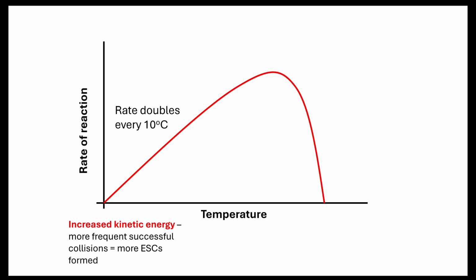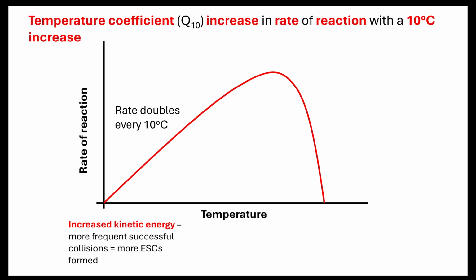Okay, so I've increased my kinetic energy because I've increased my temperature. I've therefore got more successful collisions, more enzyme substrate complexes forming. Therefore, my rate of reaction has increased. I've said here that the rate doubles every 10 degrees. What you need to know is that's known as your temperature coefficient, your Q10. So the increase in the rate of reaction with a 10 degrees C increase is known as your temperature coefficient.